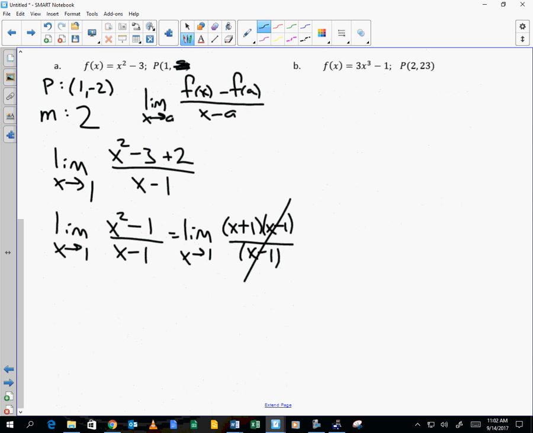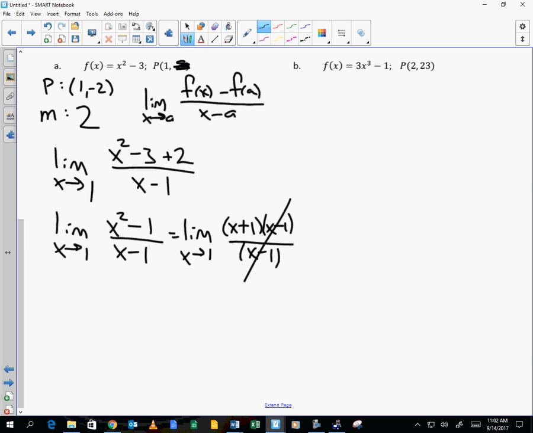So it's f of x, which is that, minus f of a, minus negative 2. It's your y value. f of a is a y value. Okay. Let's try the next one.